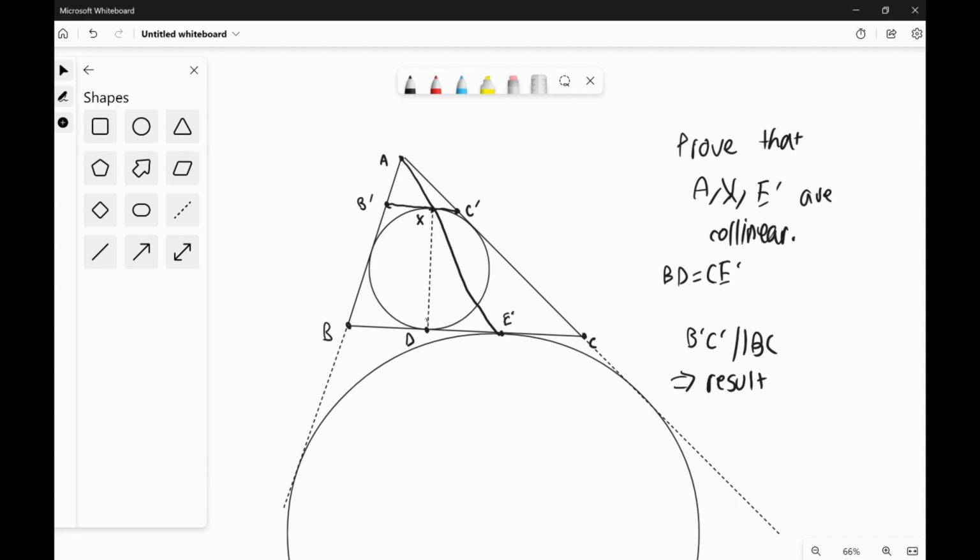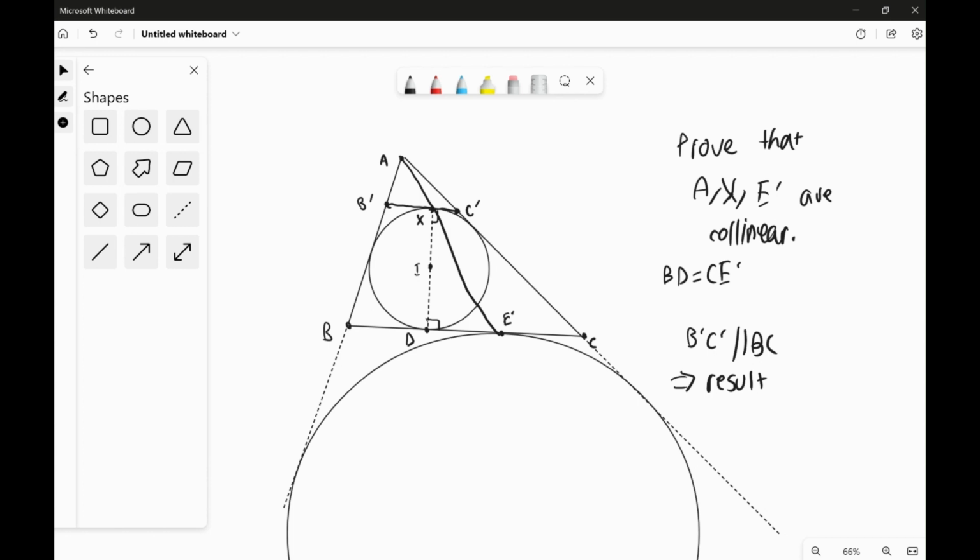Well, since XD is the diameter, we know that XD is perpendicular to BC, because I lies on this line segment, where I is the incenter. So this angle is a right angle. However, since IX is also a radius and B prime C prime is tangent, this angle is also 90 degrees. So we end up getting B prime C prime is parallel to BC, as we need.